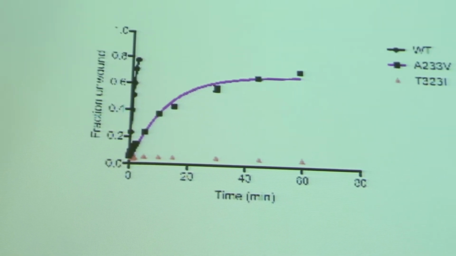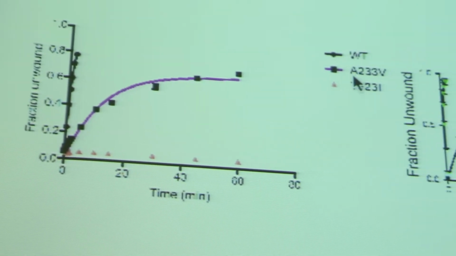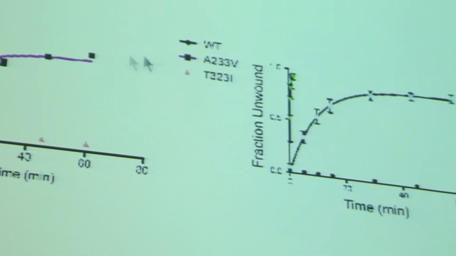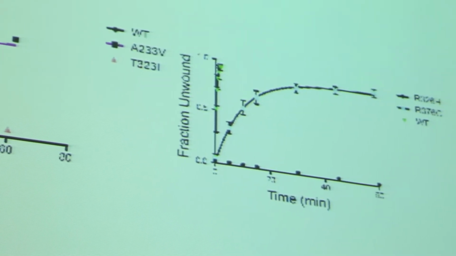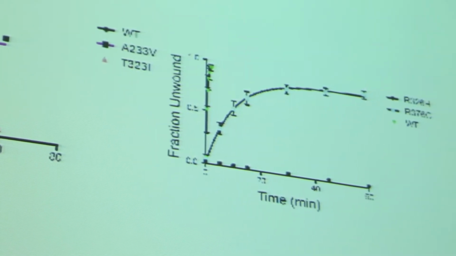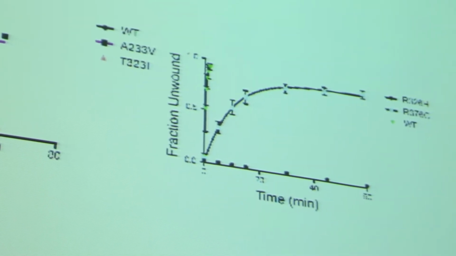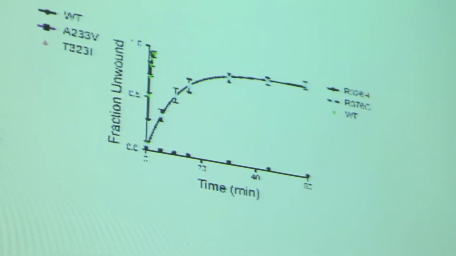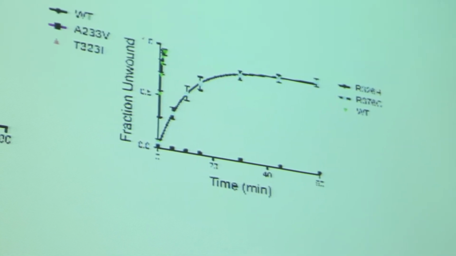And then if you take this one here, this change from alanine to valine, A233V, you make that single amino acid change. Instead of it working at 100%, it's working, but it's a fair bit slower. Instead of working in under 1 minute, it takes about, I'll find that arrow right here, what looks like about 60 minutes to complete its activity.